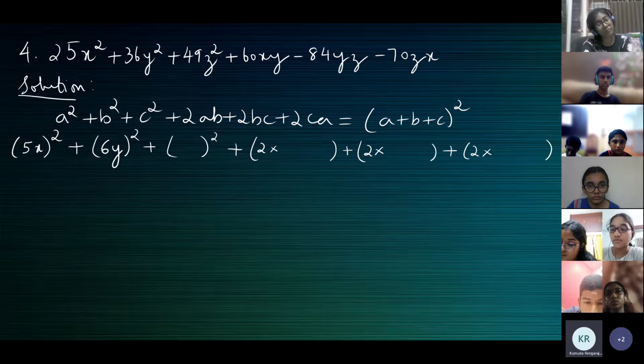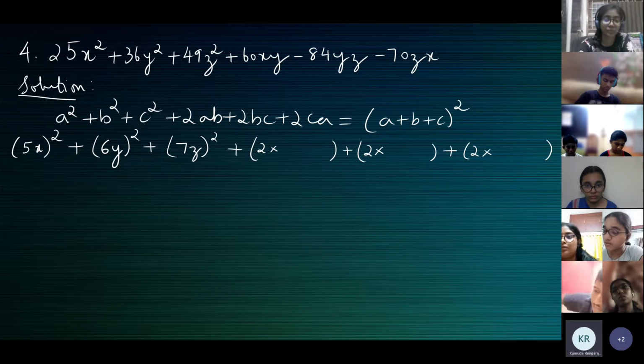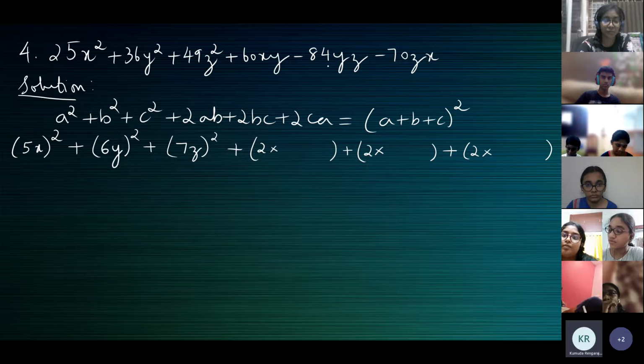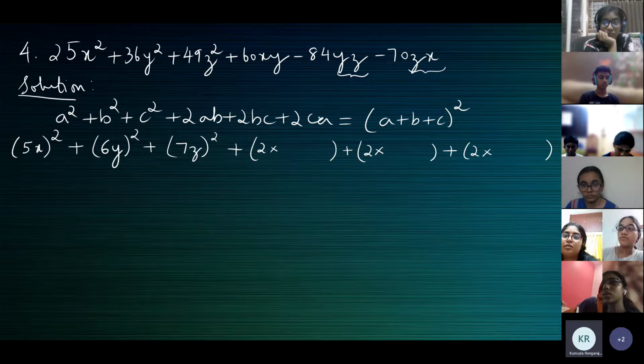What should I write in the third bracket? 7z. So 7 square is 49 and z square. Now look at the remaining 3 terms. There are 2 negative terms, minus 84yz, minus 70zx. What is common between them? Z is common.